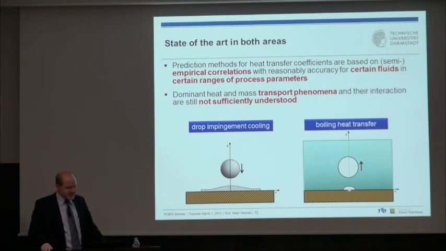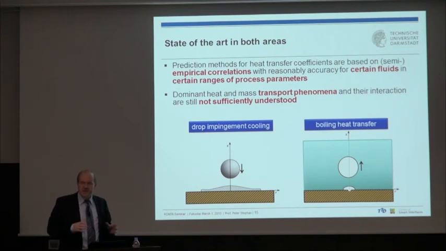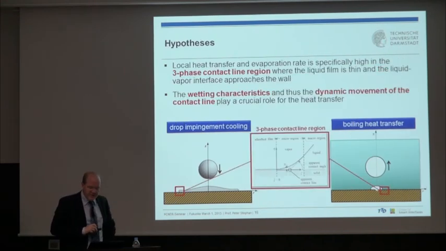The reason is that these correlations typically are not based on the physical phenomena, but are really empirical correlations from experiments, without going into the details of the local transport phenomena. So the dominant heat and mass transfer phenomena and the interactions of these different phenomena are still not sufficiently understood, both in drop impingement cooling as well as in boiling heat transfer.